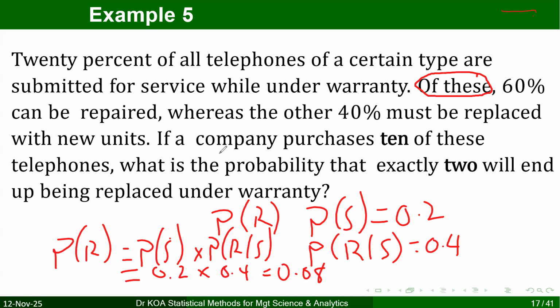Now you understand this. Because now we have a binomial situation here, because we have been given a 10. The number among the 10 phones that must be replaced already has a binomial condition. Why? Because if a company buys 10, what is the probability that exactly 2 will end up being replaced? Being replaced or not being replaced itself makes it a binomial situation. Does that make sense?